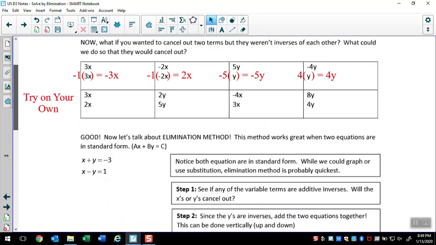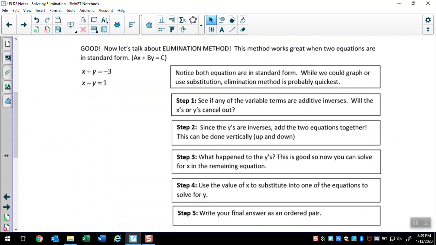All right, good. Now let's talk about the elimination method. This method works great when both equations are in standard form. It means my x and y are together on one side, my constant is on the other side. So let's take a look at this first example. Let's notice that both equations are in standard form. While we could graph or use substitution, elimination method is probably going to be the quickest at this point. So our first step is to see if any of the variable terms are additive inverses. So I see I have a positive x and a positive x.